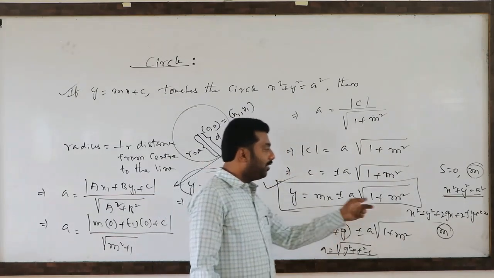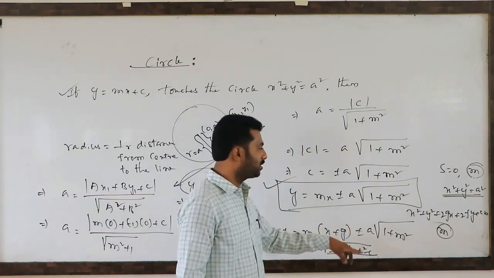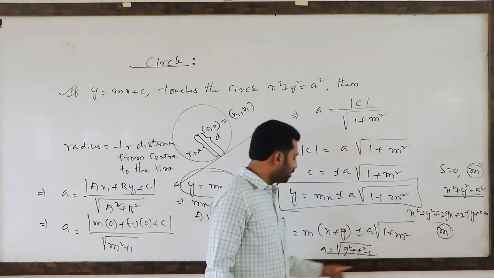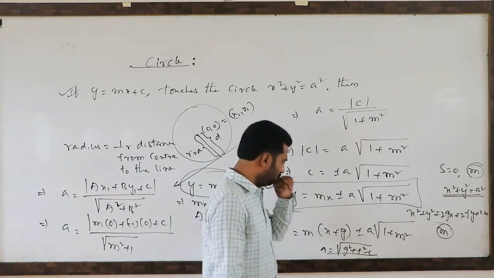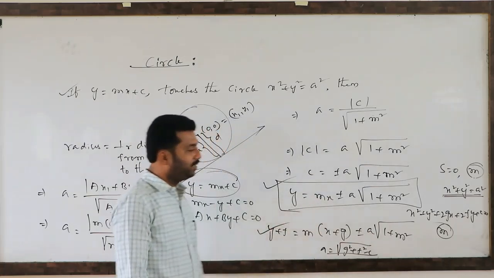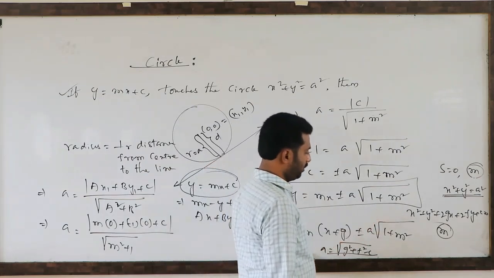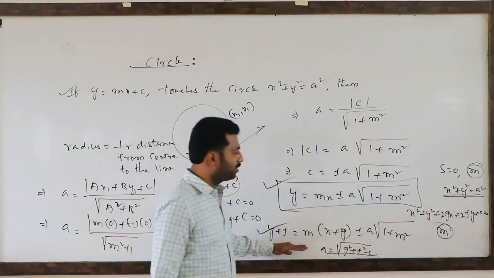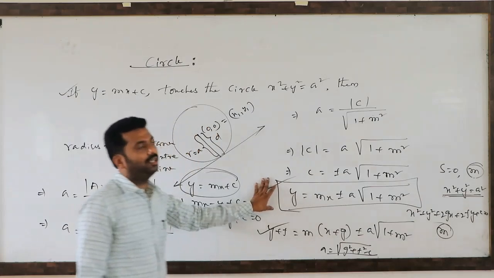So g is nothing but half of the x coefficient, plus or minus a. A means the radius of the circle. In this case, the radius means root of g square plus f square minus c, into root of 1 plus m square. This is the equation of the tangent to this circle. So when the general equation of a circle is given, this is the equation of the tangent. When the standard equation of a circle is given, this is the equation of the tangent.